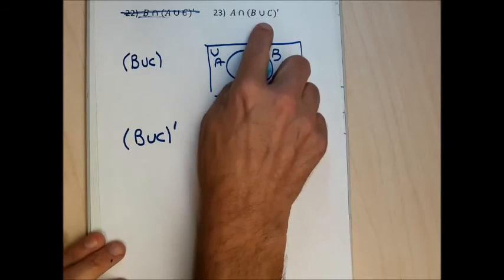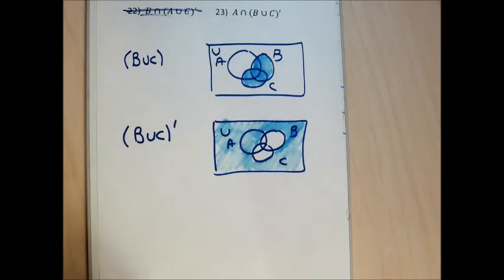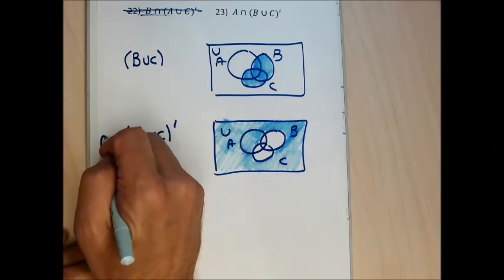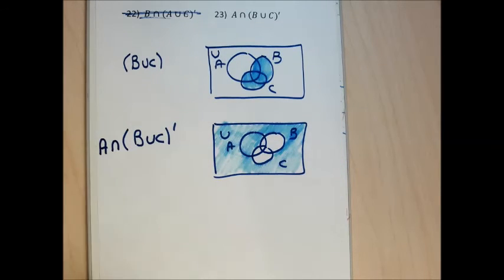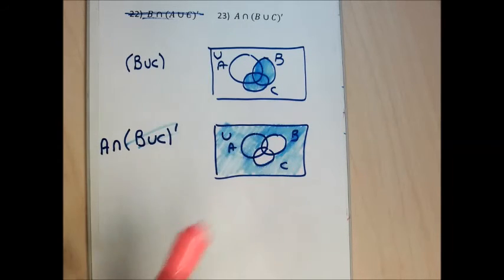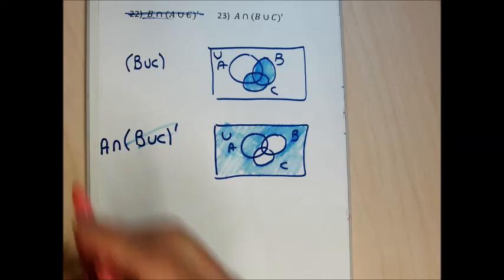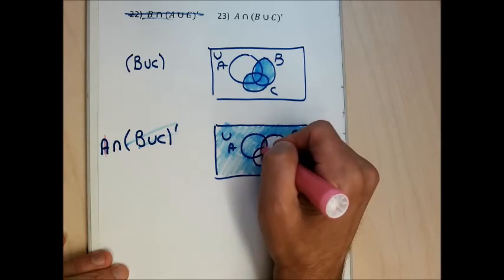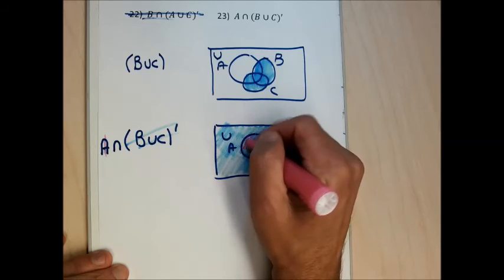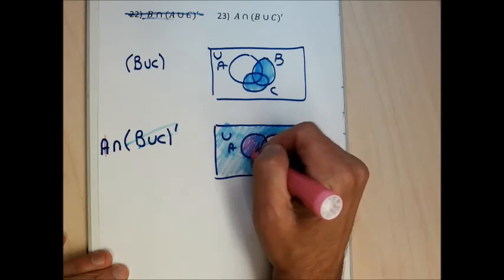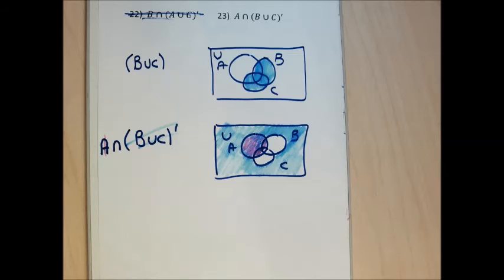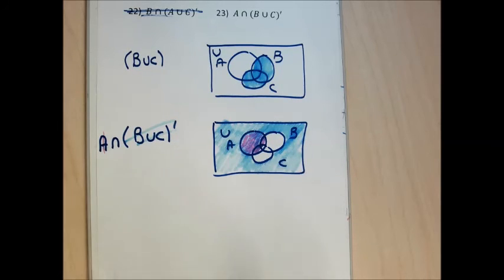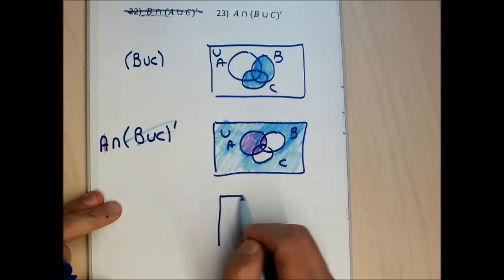I'm not done, because in problem 23 I have to intersect that with A. So now I need to do A intersection B union C complement. To do an intersection, I pull out a new color. So my B union C complement is represented in blue. I'm going to represent my A in pink. And to represent A, you shade the entire inside of the A circle. And of course, intersections, I need multiple graphs. The next graph is going to be my answer.